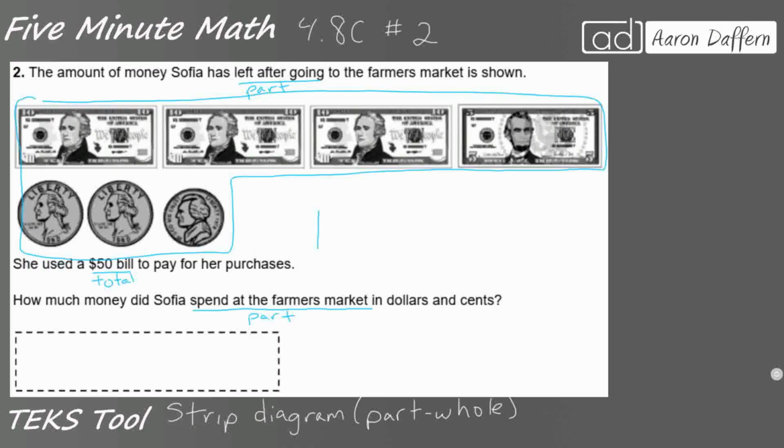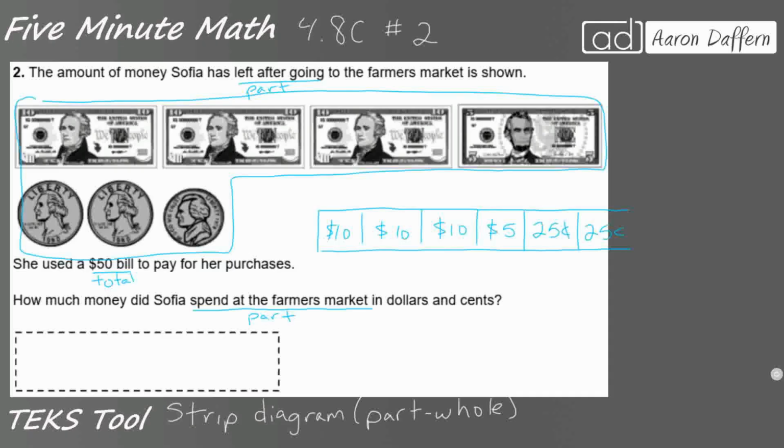And so what I'm going to do is draw an open strip diagram until I figure out how much I need for this. I'm going to put all of these coins and bills in separately. All right, so I've got $10, I've got $10, I've got $10, I've got $5, and I've got 2 quarters. So I'm going to write 25 cents, 25 cents, and then that last one is a nickel, so that's worth 5 cents. So that's as far as that has.